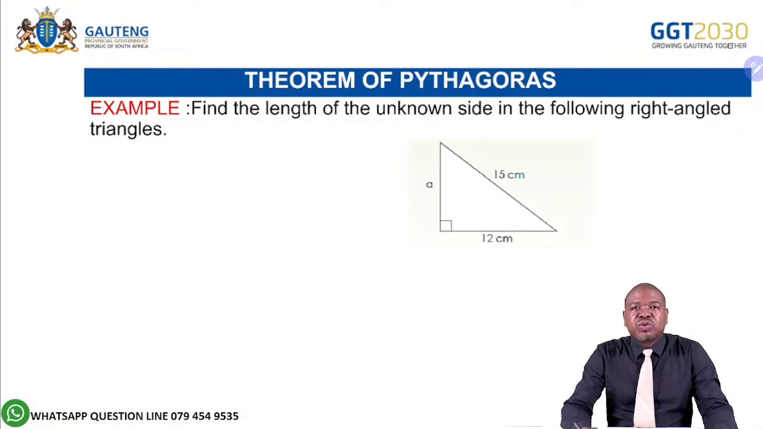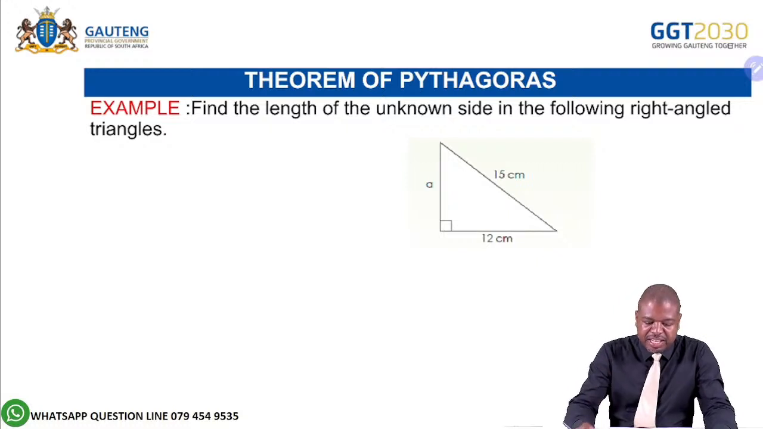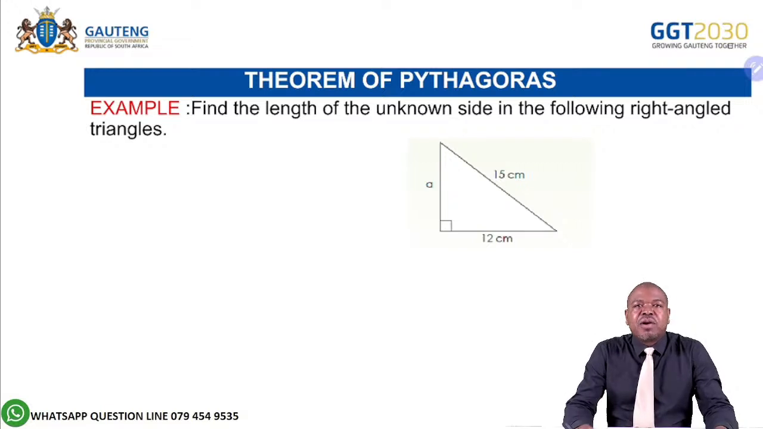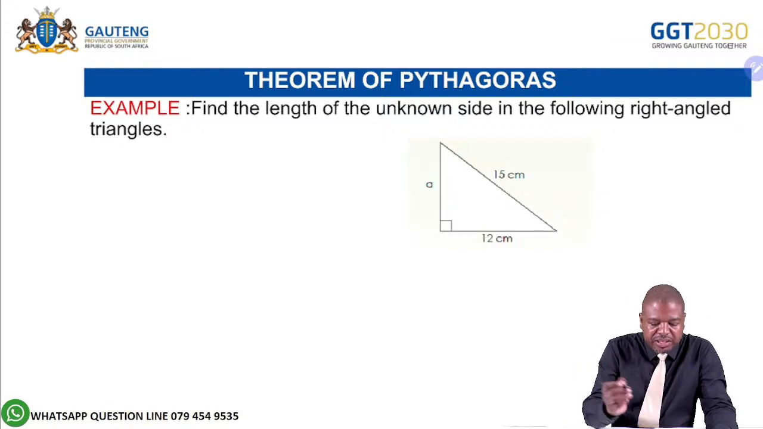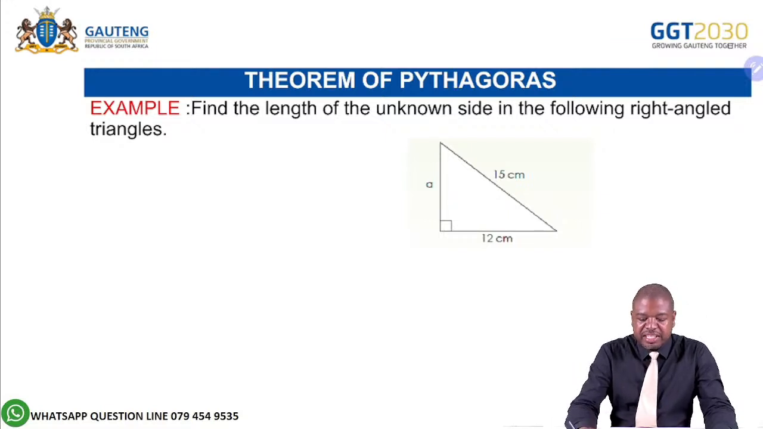Now let's continue with our lesson. I'd like us to do the following example. This time, we are given the hypotenuse and another side. We need to find the other side. If you check in our previous examples, we were only calculating the hypotenuse. So this time we have been asked to find the length of the unknown side in the following right angle triangle. We still apply our Pythagoras theorem.